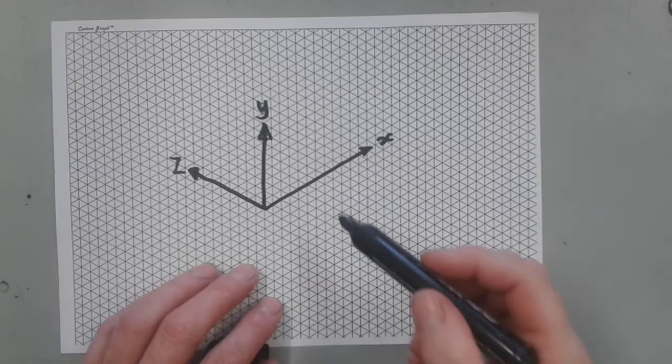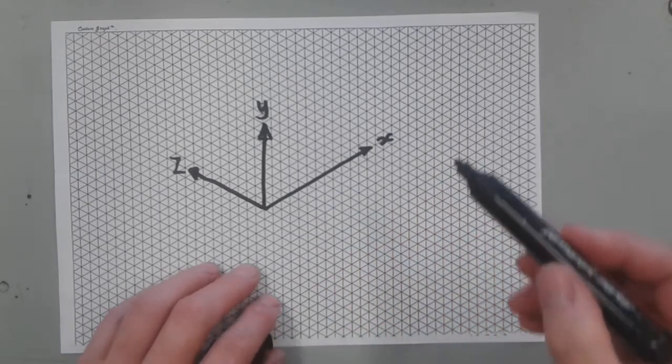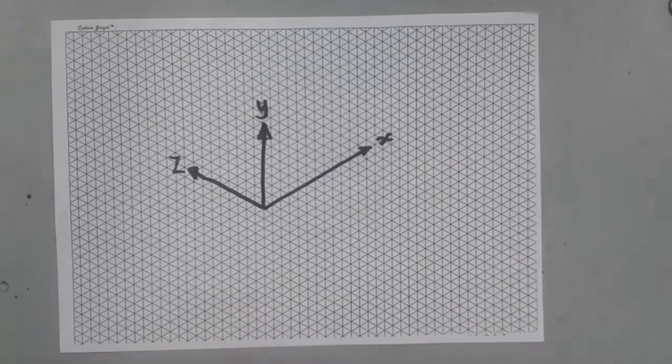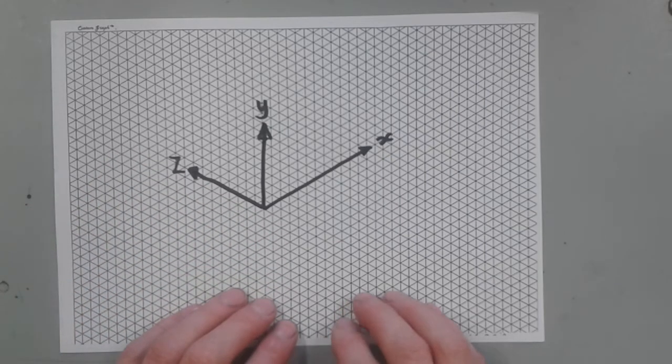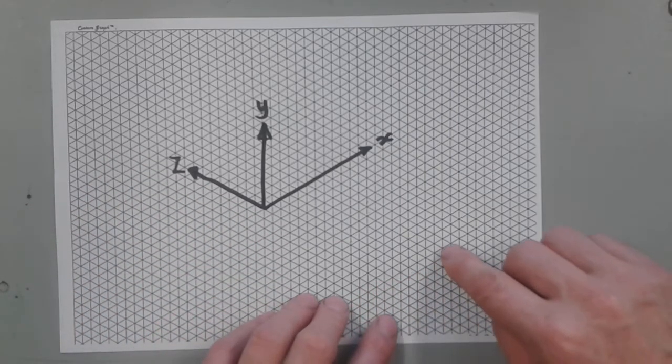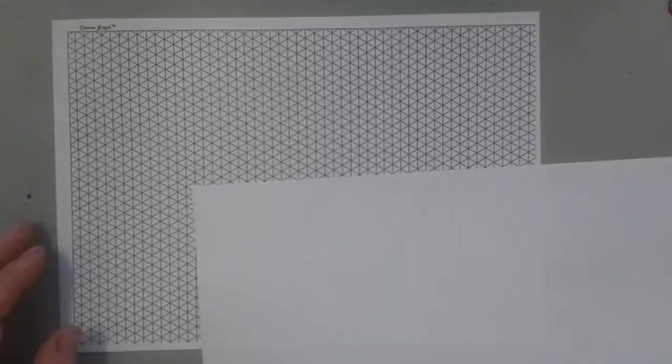Typically your paper will work like this. Your x-axis goes at 30 degrees in this direction, your y-axis goes straight up, and your z-axis goes on the other 30-degree paper that way. This paper will only work if you have vertical lines that go straight up the page. So do make sure you get your paper around the right way.